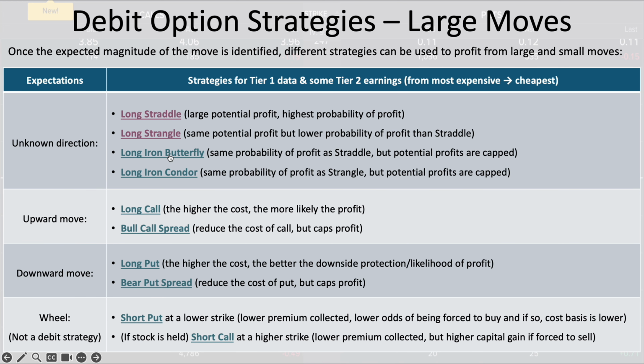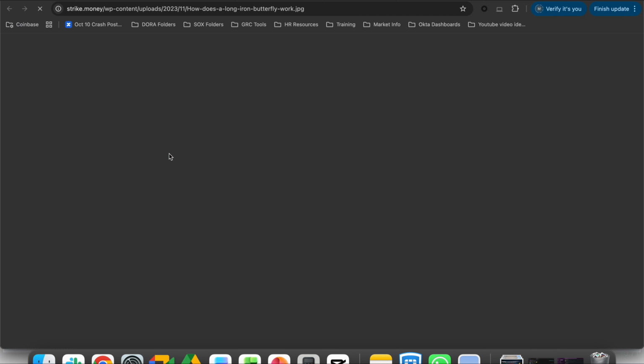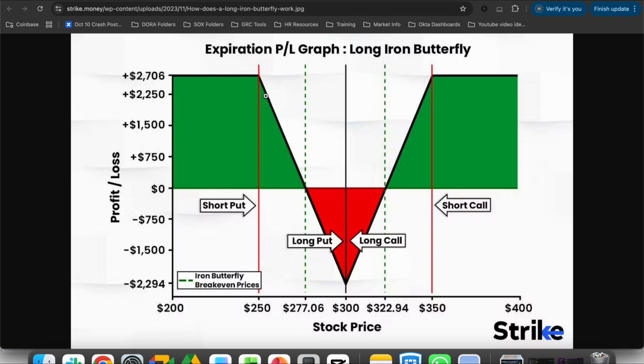Now the next one is very similar to the straddle, but the thing is that you have the straddle over here, but then you have the profit capped. So you sell puts and sell calls, which are further out of the money, because this helps to lower the cost of the strategy, but to compensate for that lesser price, your potential profit is capped, right?